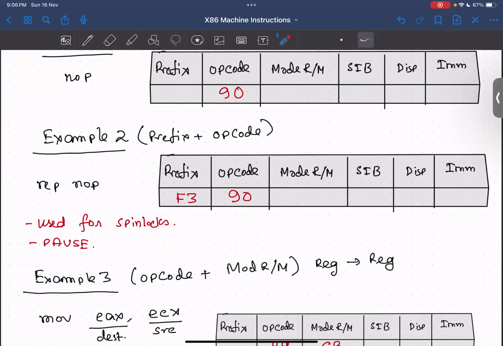Then for example 2, let's look at an example which has some prefix and opcode attached to it. One key example is this repetitive NOP, which is basically used for spin locks. It's like saying that at this instruction you are either in a spin lock, or we are paused until some external event occurs, something like that. The byte representation of this is F3 90. F3 works as a prefix which modifies whatever opcode you have, and in this case it means repetitively do NOP.